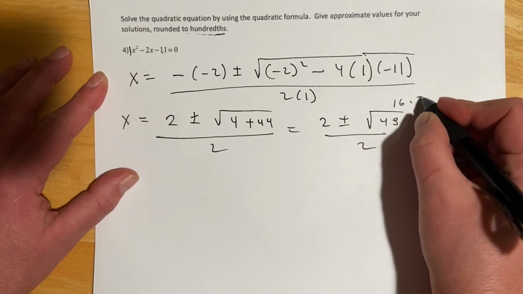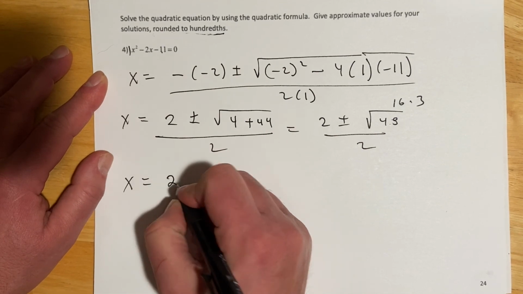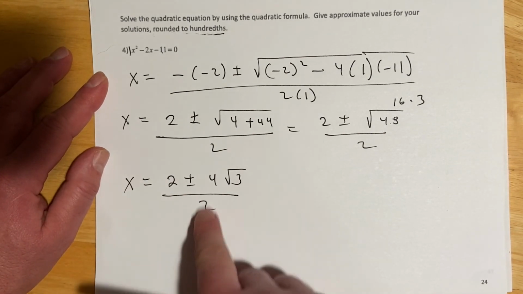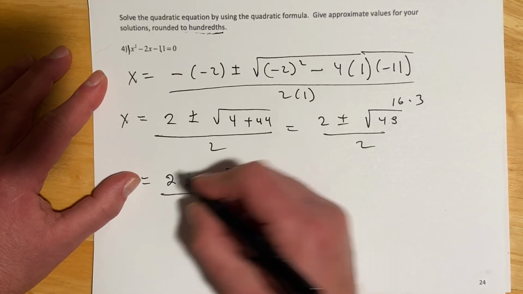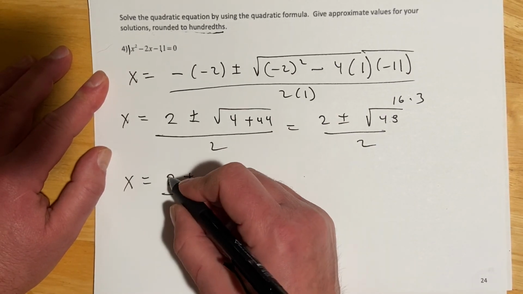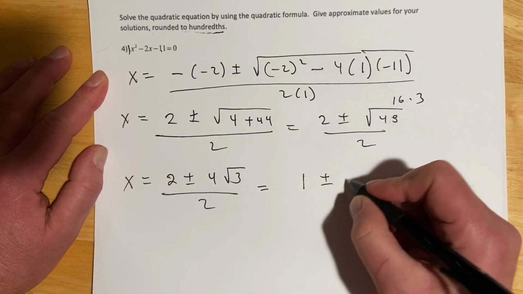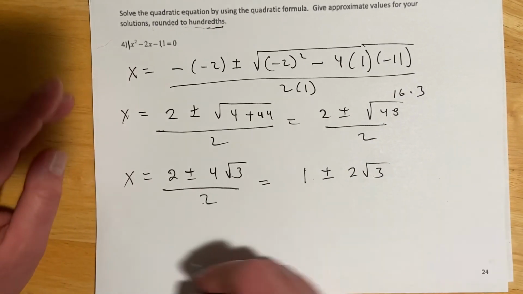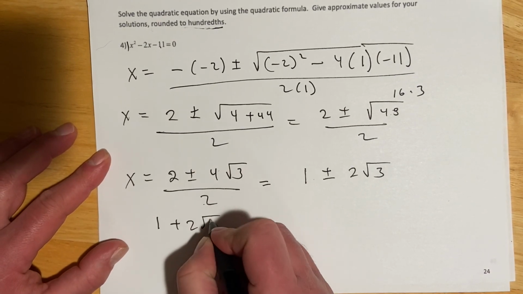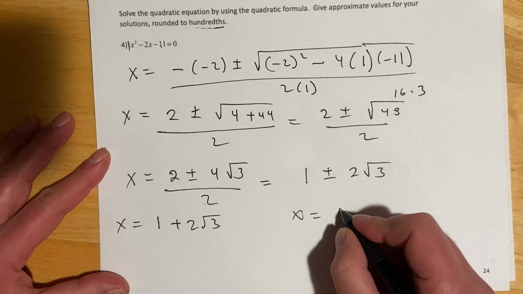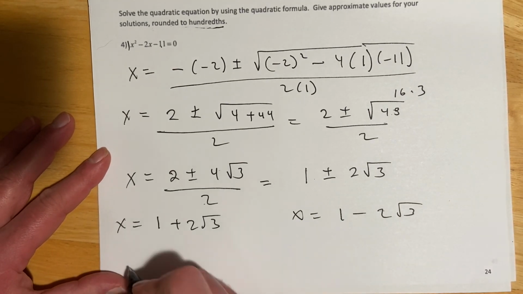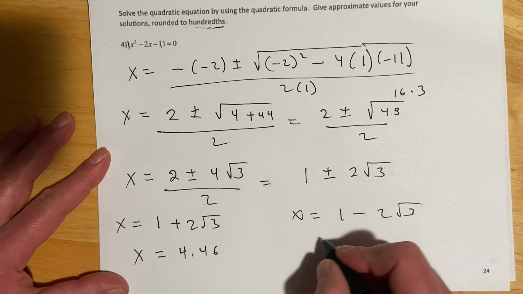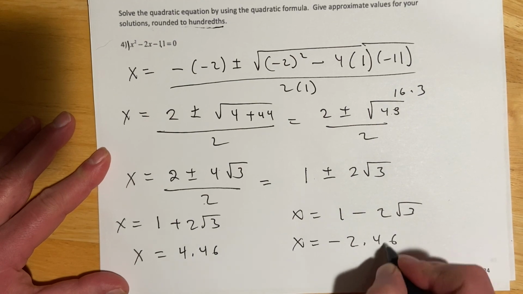And 48 is a 16 times a 3. So that would be x equals 2 plus or minus 4 root 3 over 2. And then this one, it divides in all the way. So 2 goes into 2. If I cancel that out, it'd be once plus or minus 2 goes into 4, 2 root 3. So that would be my two solutions. So the first one is 1 plus 2 root 3, and the second one is 1 minus 2 root 3. And then putting those into a calculator and rounding to the hundredths, so two places, I got 4.46, negative 2.46 for that one.